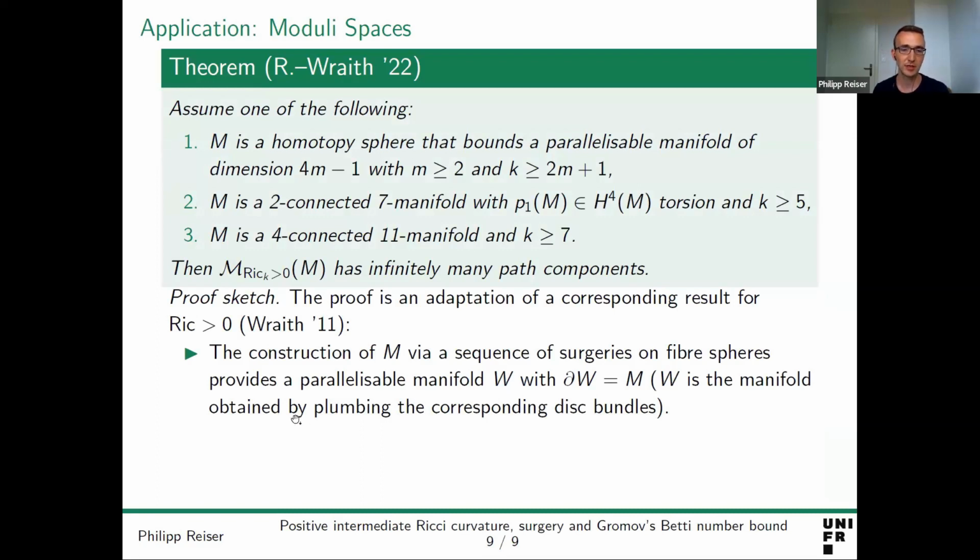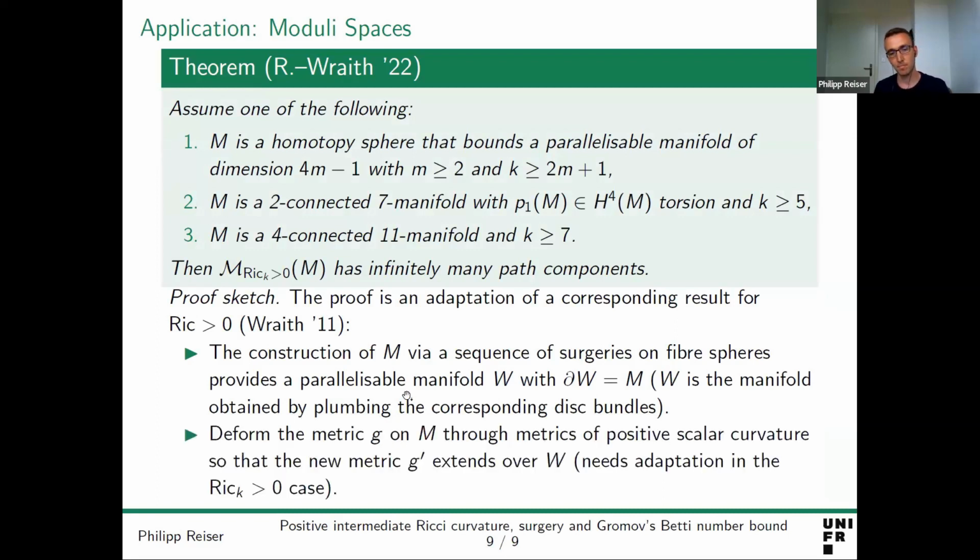So again, if you're familiar, this is then obtained by plumbing. And one can now take this metric we have on M and extend it over this manifold W. But it's not clear if we can preserve positive Ricci curvature, but at least we can have positive scalar curvature on the interior. And yeah, after deformation, we can do that.